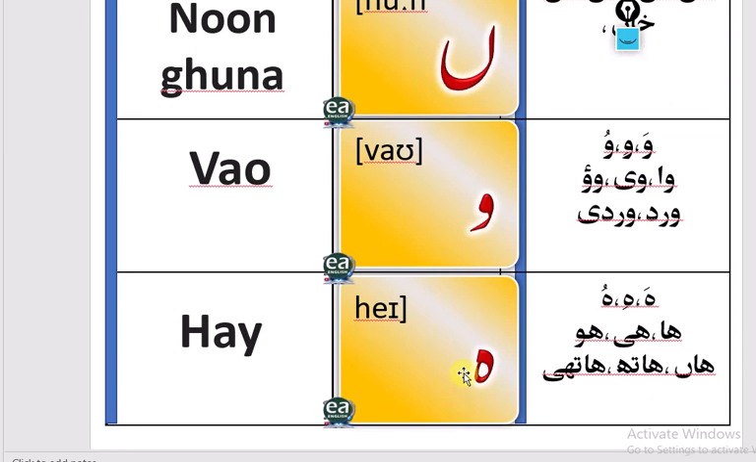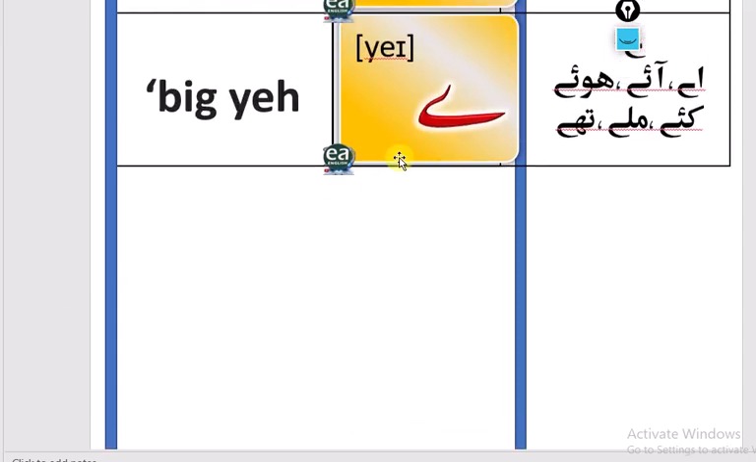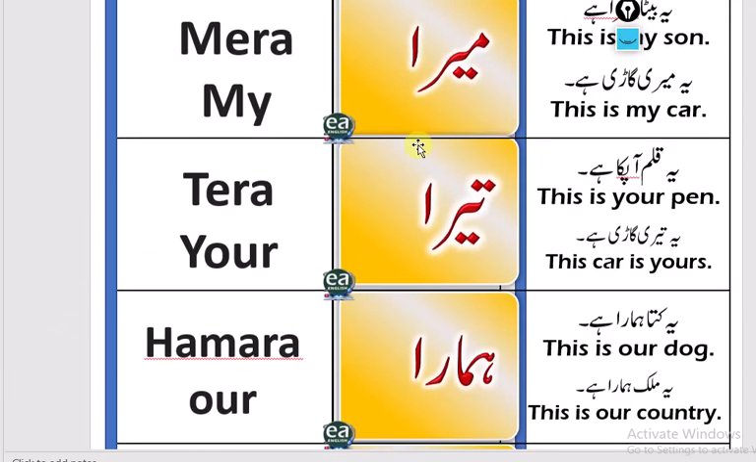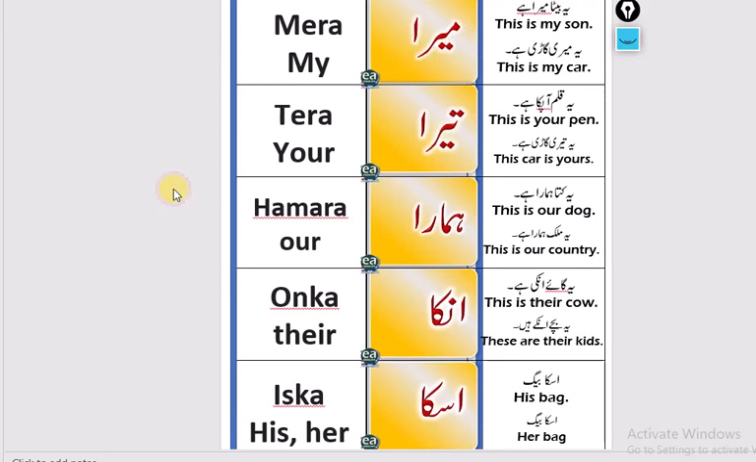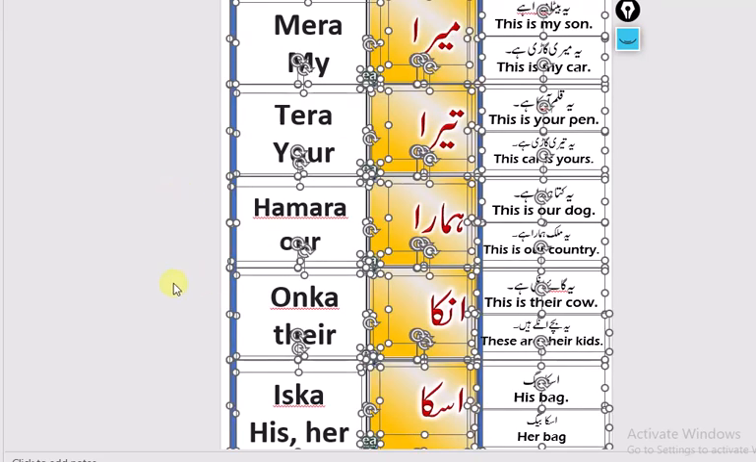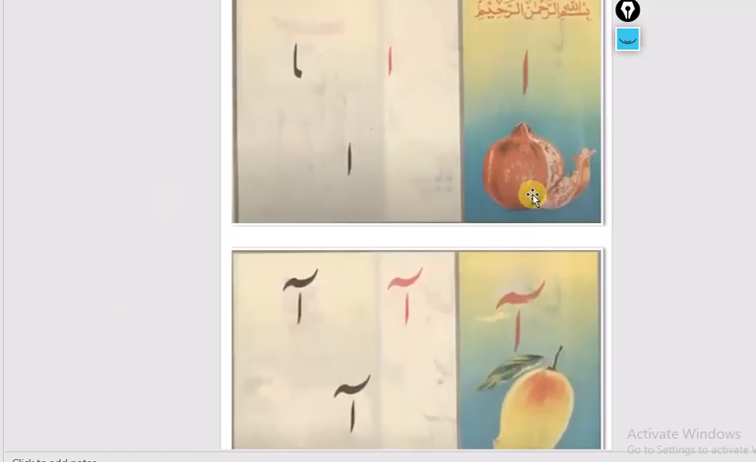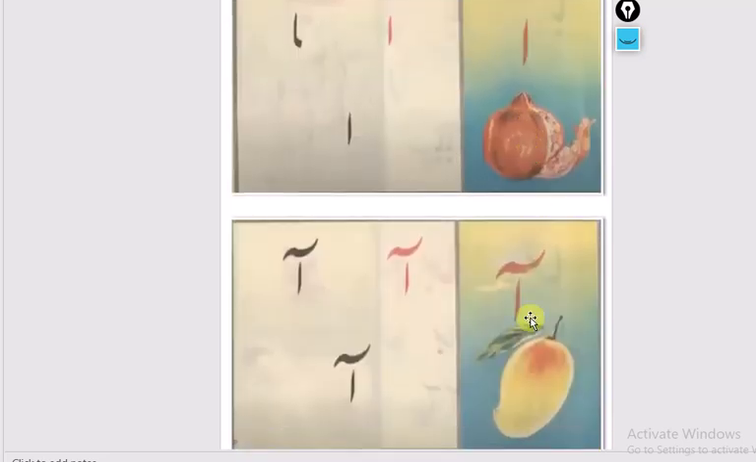Okay. Ha, ha, ha. Hamza, ya, ya. Alif Anar. Okay, Bismillah Rahman Rahim. Alif Anar. Alif Madda Am.